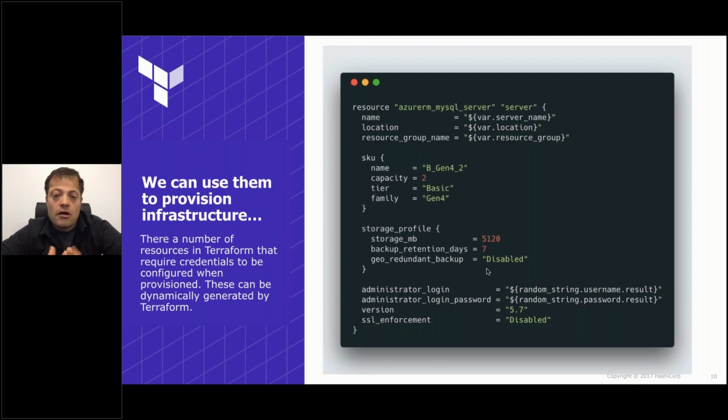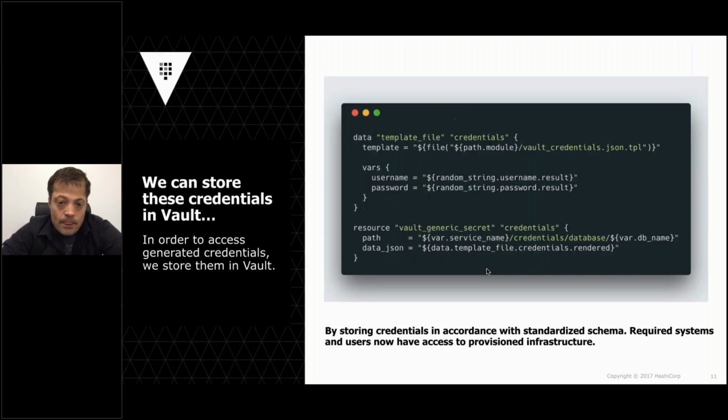So you'll see that we're creating an Azure MySQL server here, and we're using the username and password for the administrator login and the administrator login password. We can also upload these credentials to Vault itself. Here you'll see that we're putting them in var.service-name, so that's configurable, it's a variable, and /credentials/database/database name. So we've generated the credentials in Terraform. We've used these credentials to provision a database, and now we're putting these in Vault so that we can get access to the credentials later.